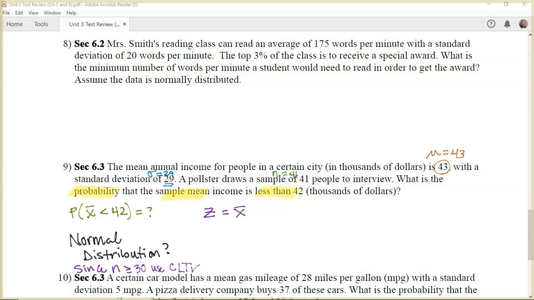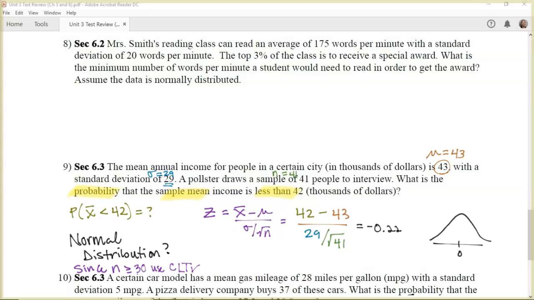So we still calculate our z-score: sample mean minus population mean divided by sigma divided by the square root of n. So 42 minus 43 divided by 29 divided by the square root of 41, and we get negative 0.22. We draw out our distribution, try to figure out where negative 0.22 might fall, and then we shade the lower-than side, to the left, because we want the sample mean to be less than 42, and this is the relative position of the sample mean compared to the population mean.